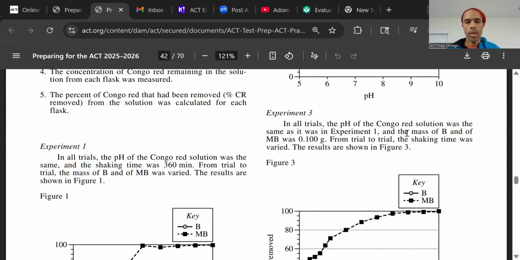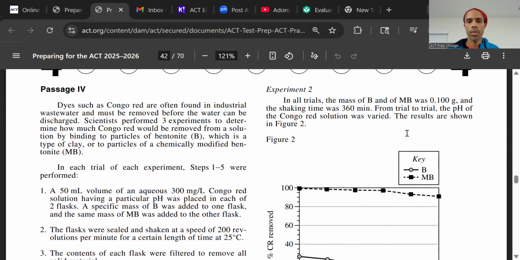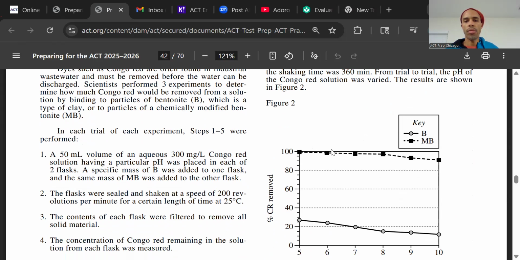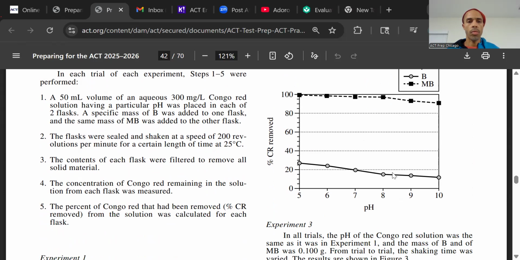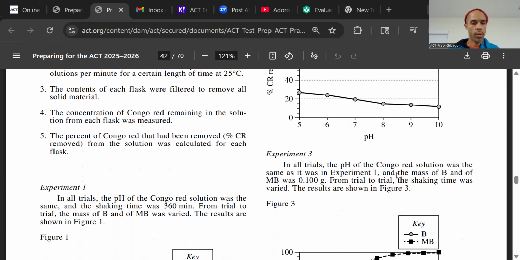Hmm. Let's see. What is figured that in all trials, the mass of B and MB was constant, and the shaking time was 360 minutes. From trial to trial, the pH of the Congo red solution was varied. So from trial to trial, the pH was varied. That means each one of these represents a trial. So it was 12 then. I just wanted to see if they said anything else.